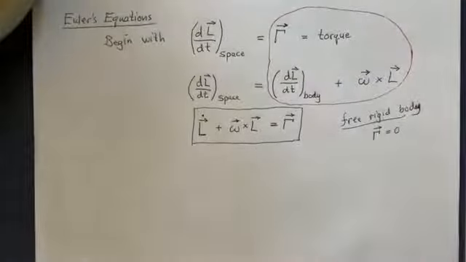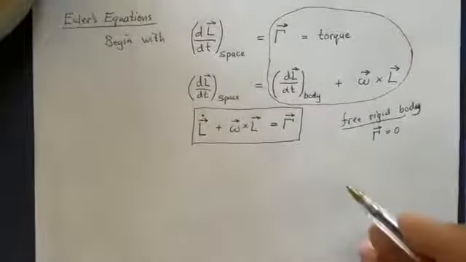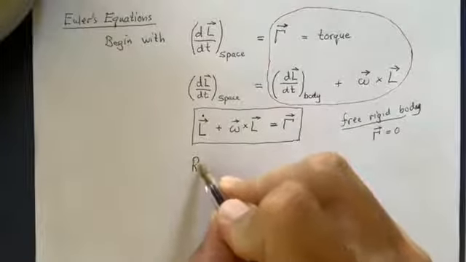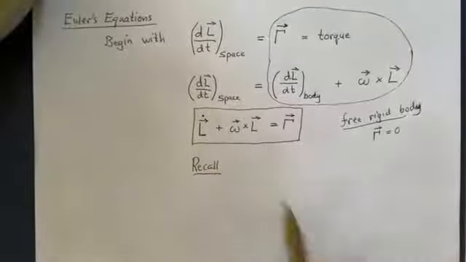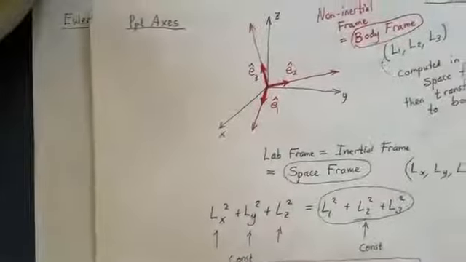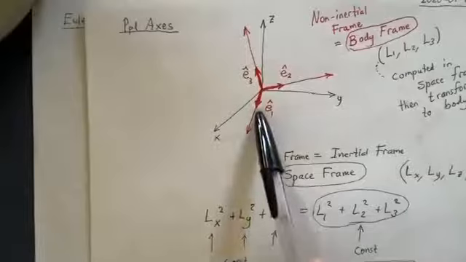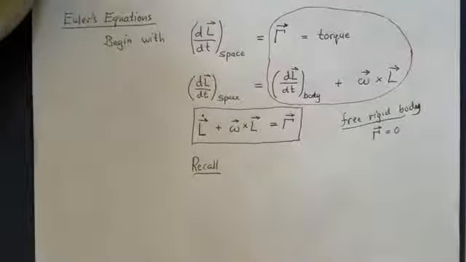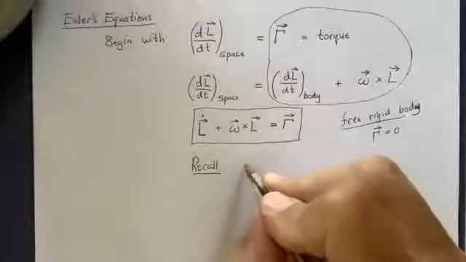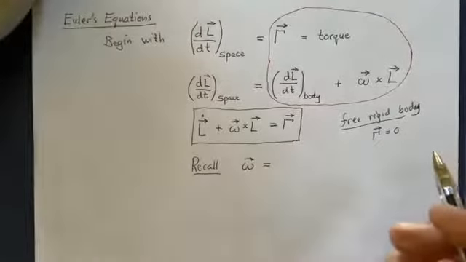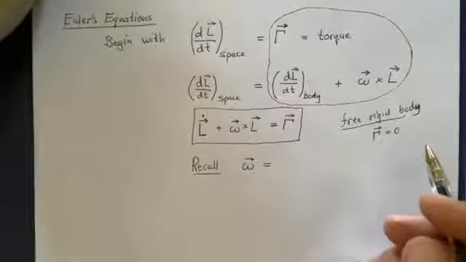Now recall, a quick remark on notation, the L vector. We had these unit vectors. Let's have a quick look here. A very memorable picture. Shown in red, we have E hat 1, E hat 2, E hat 3. Those are the unit vectors attached to the body frame. So we can write the omega vector as a linear combination of those unit vectors.